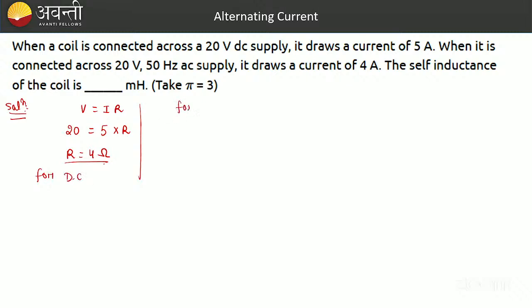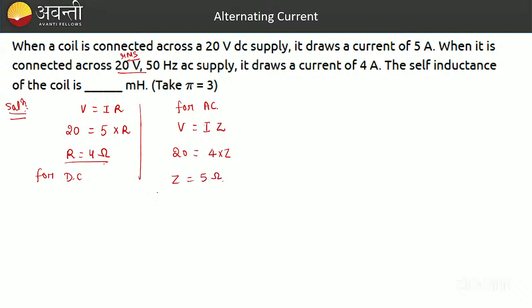Now for AC, we know that whenever the AC is applied, the circuit will provide an impedance, ठीक है, in the pathway of current. So we can say that V is equal to I into Z. So V is nothing but 20. This is the value written as RMS value itself. Always remember. So V is 20, I is nothing but 4 ampere, this is also the RMS value, into Z. Z will become 5 ohm.